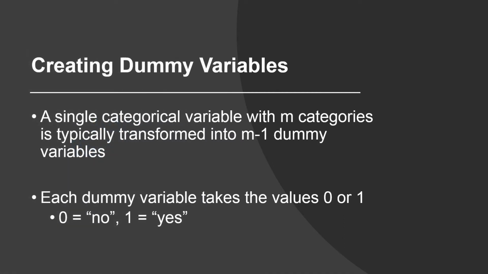It is common to create dummy variables from a single variable that takes a small number of fixed values. Each of the values is called a category, and the variable is called a categorical variable. We can create m-1 dummy variables from a categorical variable with m categories, where m is an integer. Each dummy variable takes the value of 0 or 1, where 1 usually indicates yes and 0 indicates no.